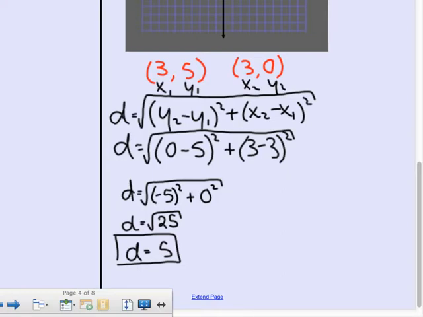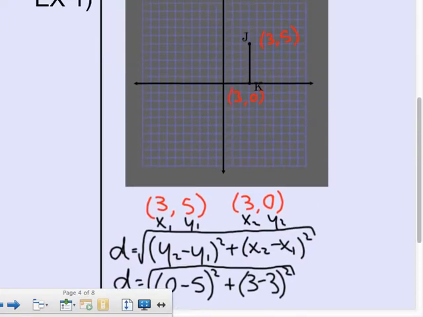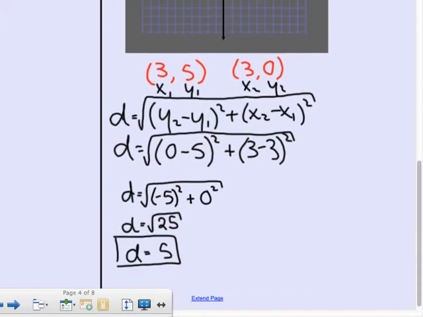So if we scroll back up and look, the distance between J and K is 5. On this coordinate plane, you can actually count the squares and see that the distance is 5. You will not always be able to do that, though, which is why we need to know the distance formula.